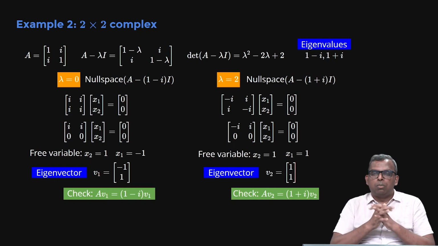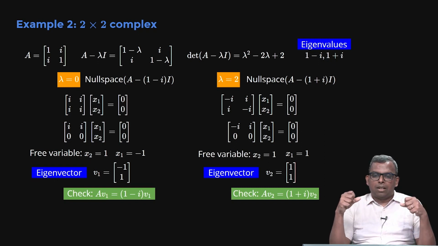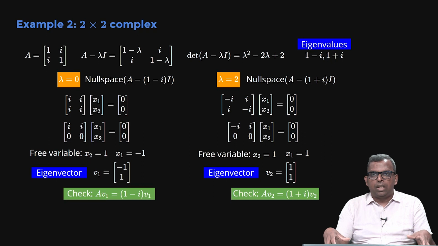So it's important to keep in mind that complex values can show up in various different ways in eigenvalue and eigenvector calculation. So let's stop here and pick up with the next topic in the next lecture.